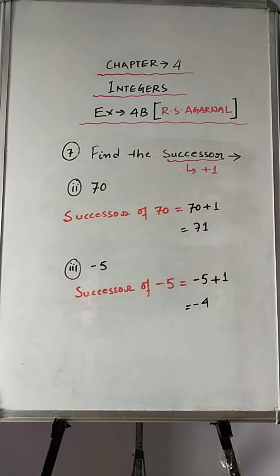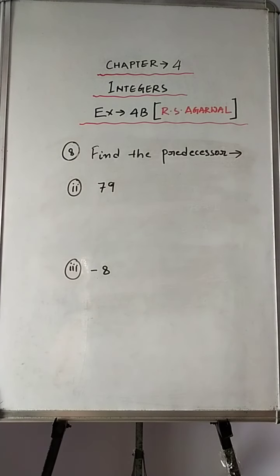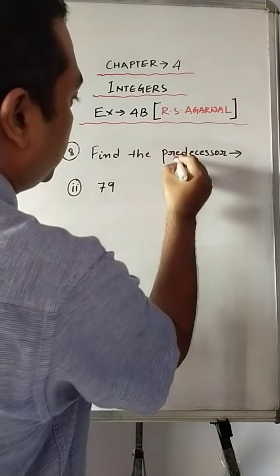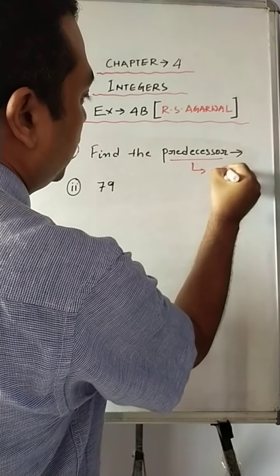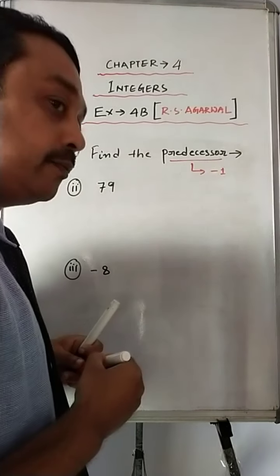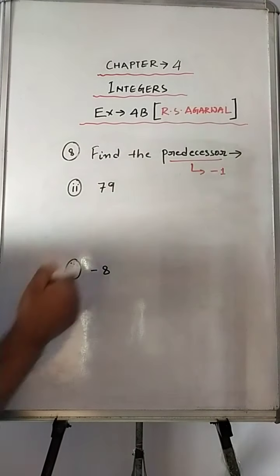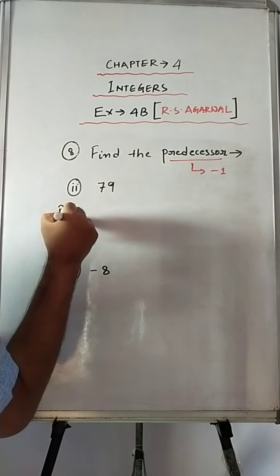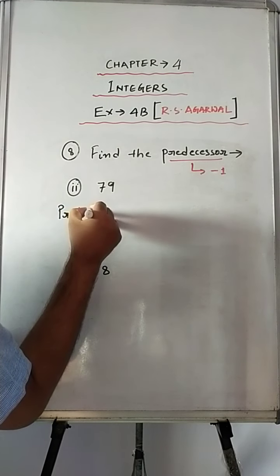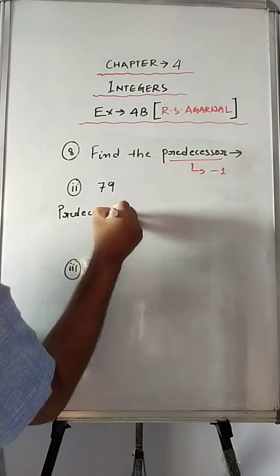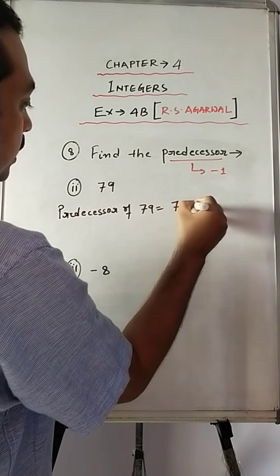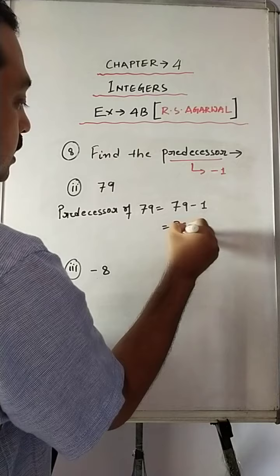Now let's move on to sum number 8. In question number 8, you have to write the predecessor. Now, what is predecessor? Predecessor means minus 1. That means you have to subtract 1 from the required number. So, what is the predecessor of 79? We write predecessor of 79 would be 79 minus 1, 78.